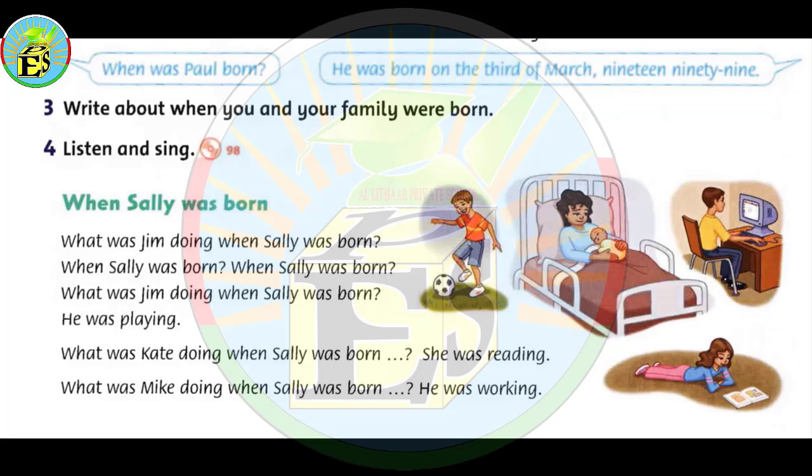Now we will move to task number 3. What you need to do here is to write about when you and your family were born. So you can do this in your notebooks. You can write I was born in and then mention the date. If you want to write only the year, the right thing to do is to write the preposition in. If you want to mention the whole date, including the day, the month and the year, you have to use the preposition on. Right now we will move to task number 4, and here we will listen and sing this song, and the title of this song is When Sally Was Born.